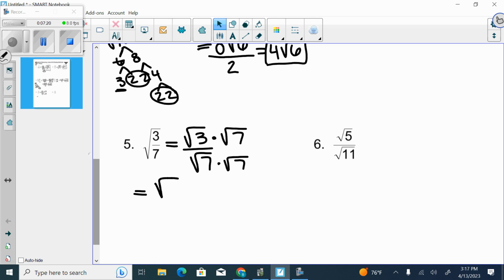So I have square root of 21 over 49. And what's the square root of 49? 7. And can I break 21 down any? No, not to make any pairs. So there we go.